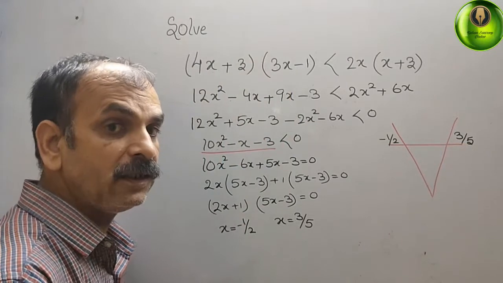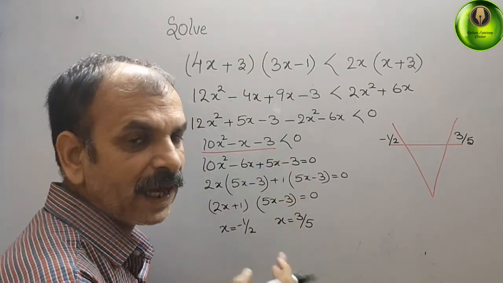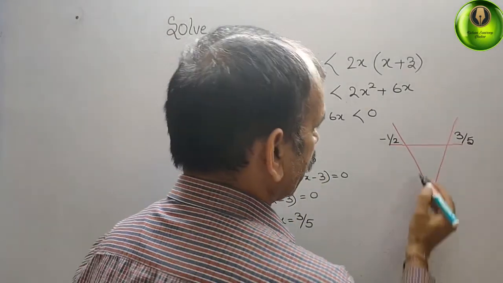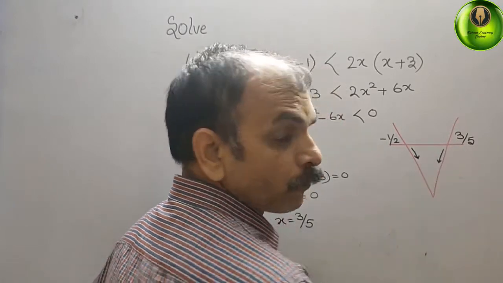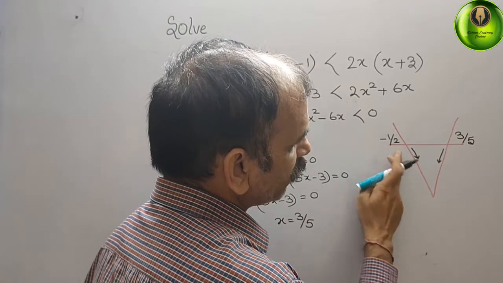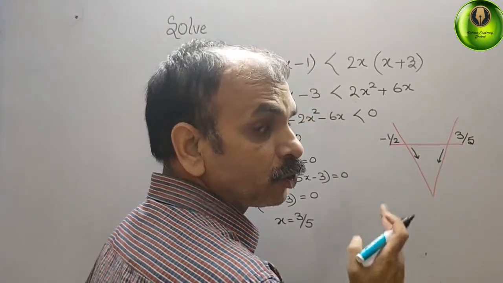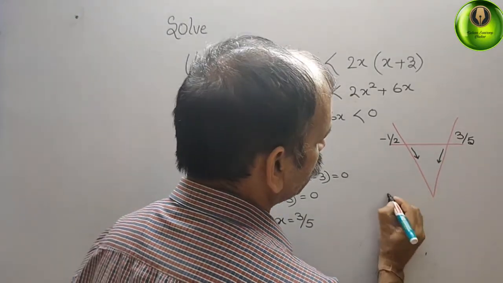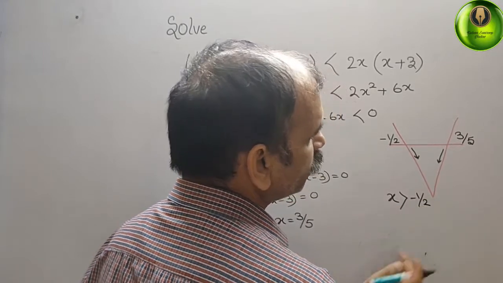Now see the inequality sign. What is that? You can see less than. That means we have to move toward the negative. So negative lies here, this way. Now your answer is what? You can see minus 1 by 2. If you move toward this side, that means it should be greater than that. So x should be greater than minus 1 by 2.